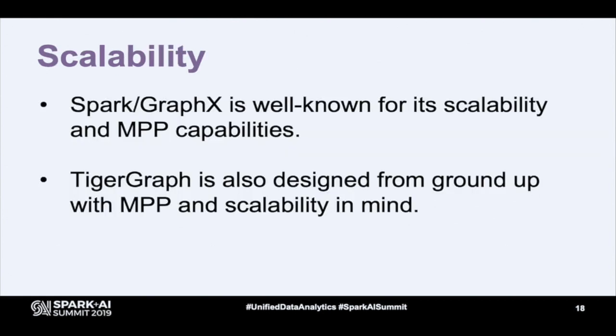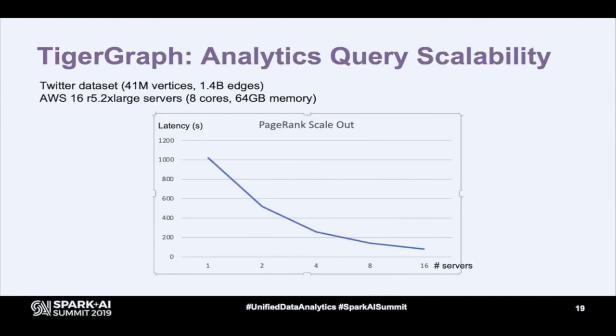So next, let's look at the scalability. Spark and GraphX is well known for being scalable and for its massively parallel processing capabilities. TigerGraph is also designed from the ground up with MPP and scalability in mind as well. So let's look at some benchmark results.